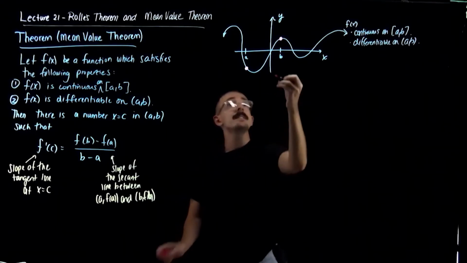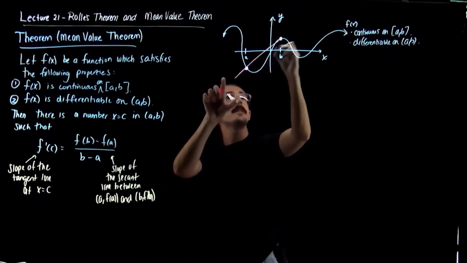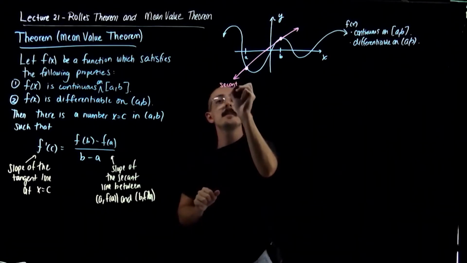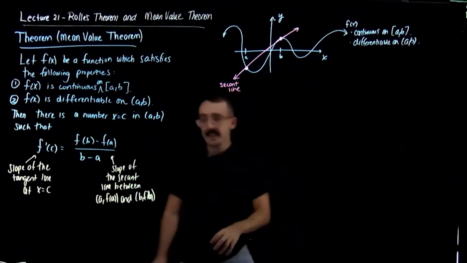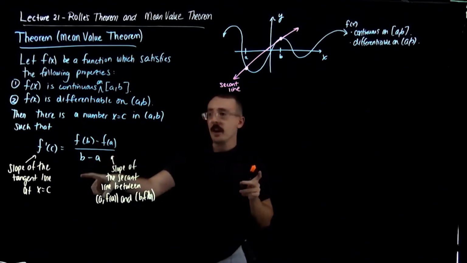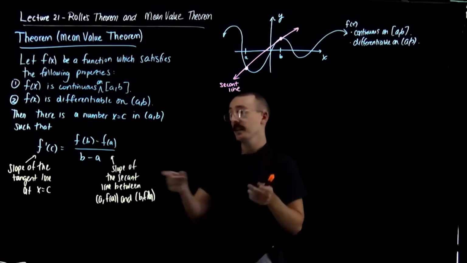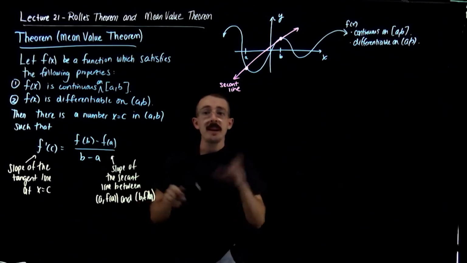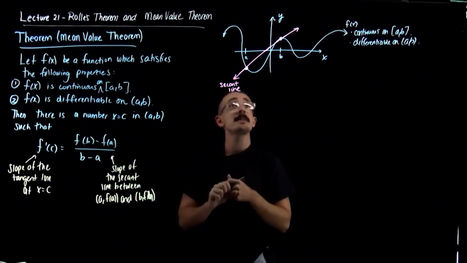Here is what the secant line looks like through these points. I'll do my very best here. It looks something like that. So this is my secant line. Now I'd like to draw a tangent line. I'd like to figure out where on this graph between a and b I could draw a tangent line so that its slope is the same as the line I just drew. You kind of have to eyeball this. I need the line to be parallel to this. That's what it means to have the same slope.